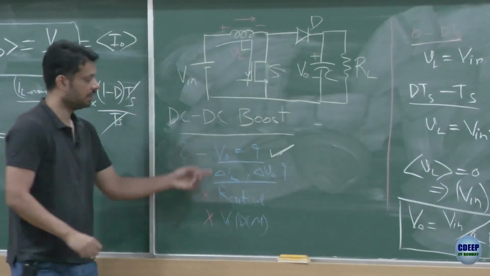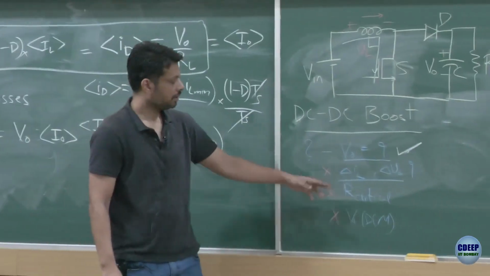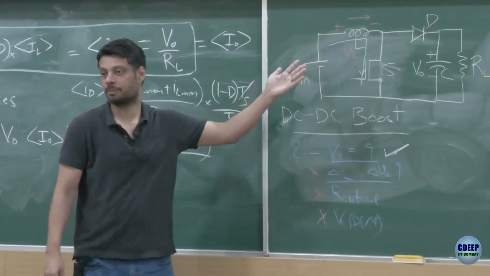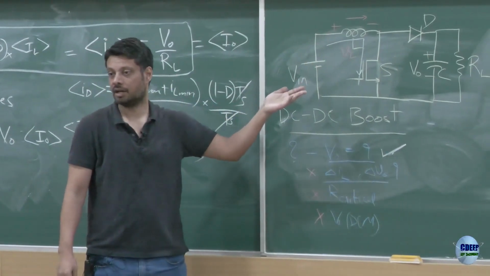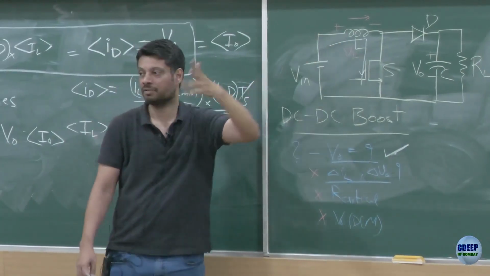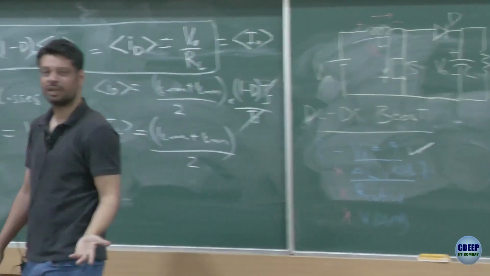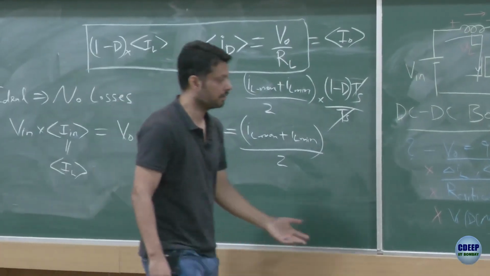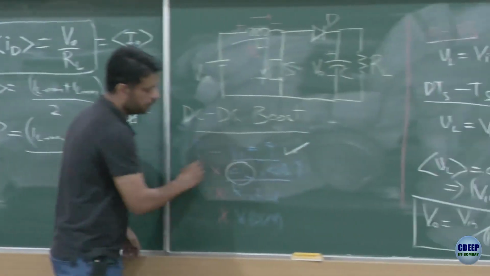We have found the average output voltage. If you want to calculate the inductor current ripple, you can do that, right? How will you do it? When the switch is on, this is the voltage across the inductor, V equal to L di by dt. It will quickly give you the expression for the inductor current ripple. So you can find this also.